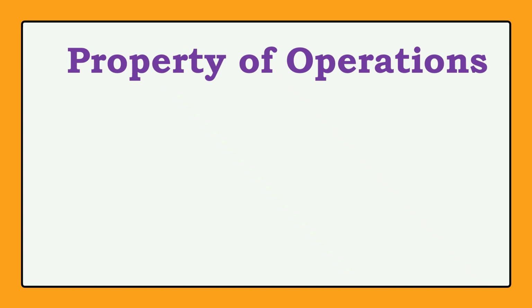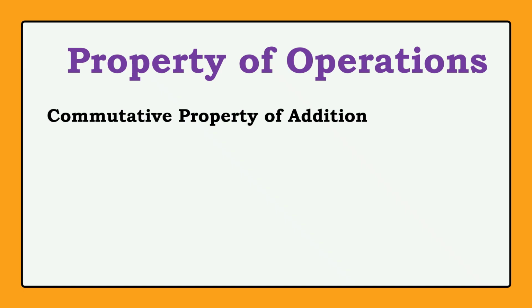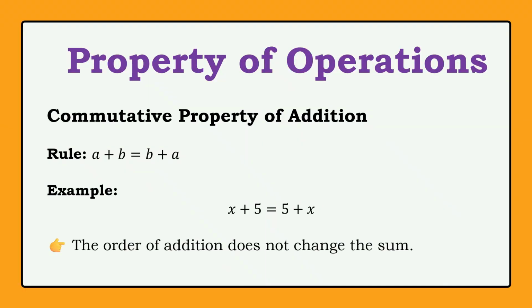The next property is the commutative property of addition. This is our rule: A plus B is equal to B plus A. Changing the order of the addends does not change the sum. For example, x plus 5 is equal to 5 plus x. The order of addition does not change the sum.